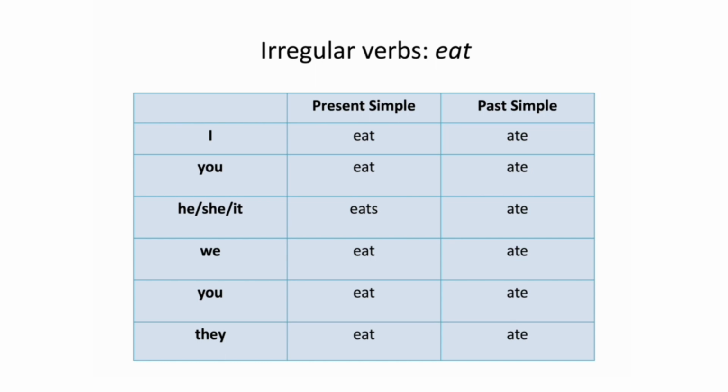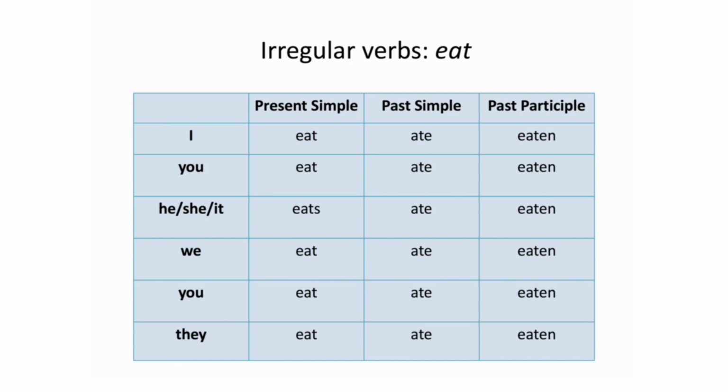All verbs that are irregular in the past simple are also irregular in the past participle. I eat, present simple. I ate, past simple. I have eaten, past participle. Notice how the past participle form of a verb remains the same for all pronouns, just like the past simple.